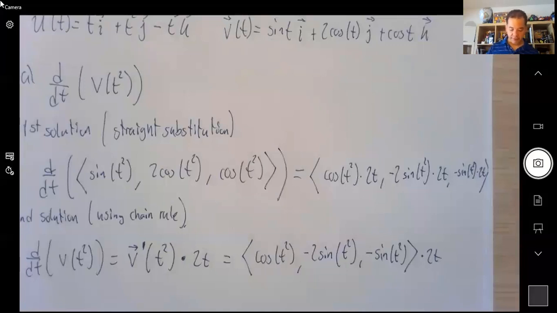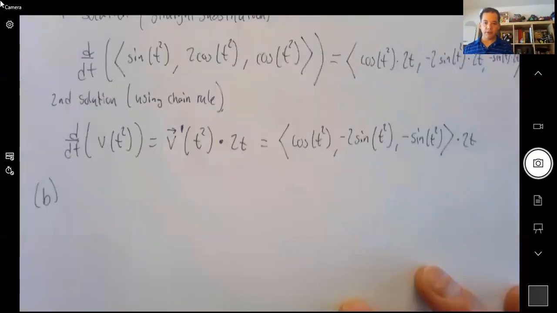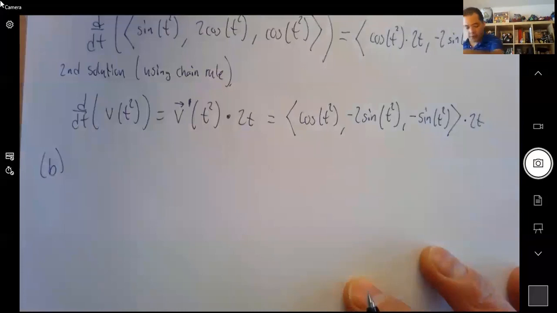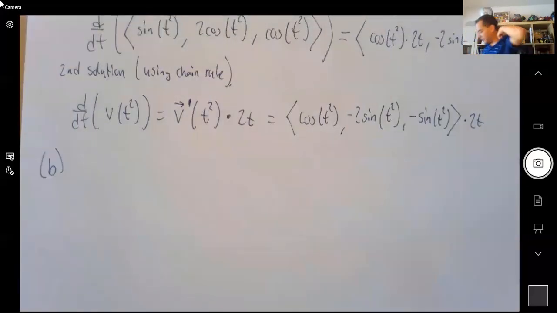All right, let's take a look at part B. So for part B, we want to do the derivative of t squared times v of t.